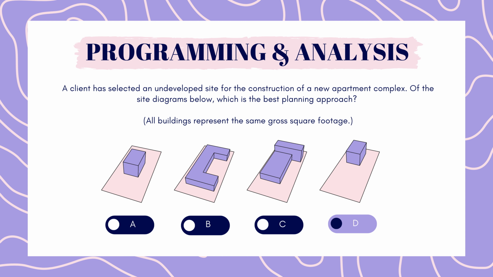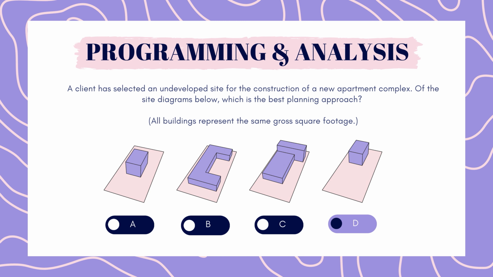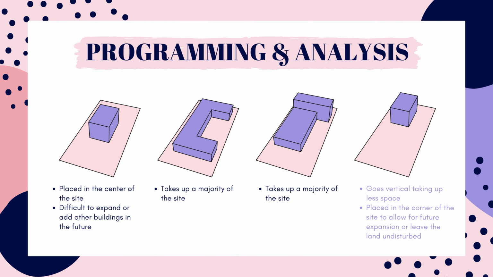They want to know what the best planning approach is, which is always the most environmentally friendly, less disruptive option. That would be our last option, option D. It has a smaller footprint by going more vertical, so less land is disrupted. It's also located in the corner of the site instead of the middle, so more of the site can be kept natural, and it allows for future development if needed.